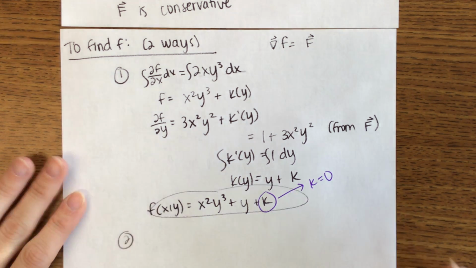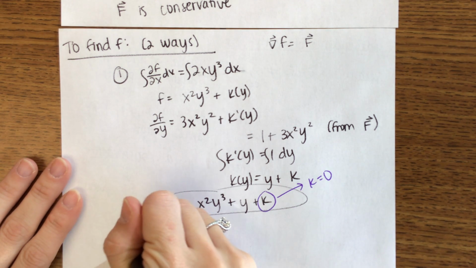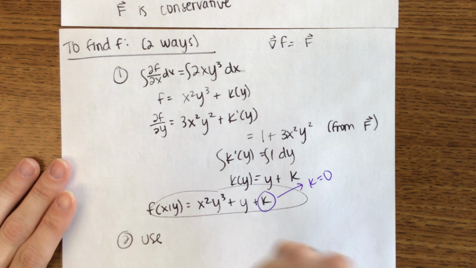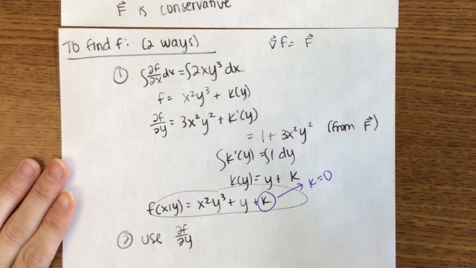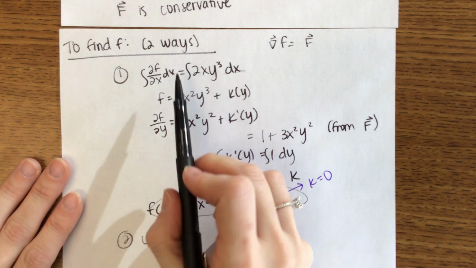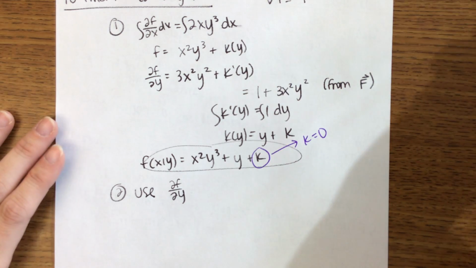Okay. That was the first way to find the potential function. The second way to find the potential function is just to use the other part. So start with partial f partial y. We started with partial f partial x. You could start with partial f partial y. You're going to get the same answer either way.